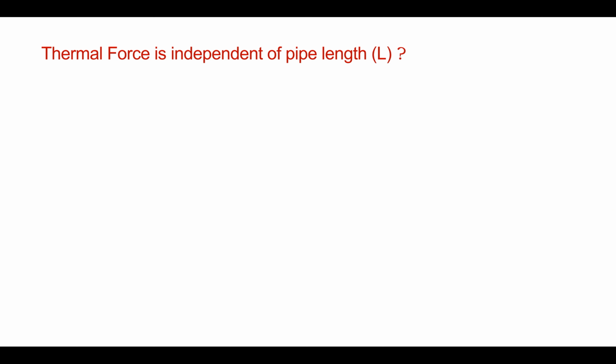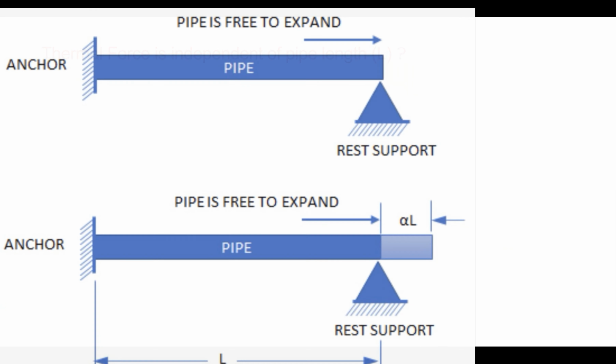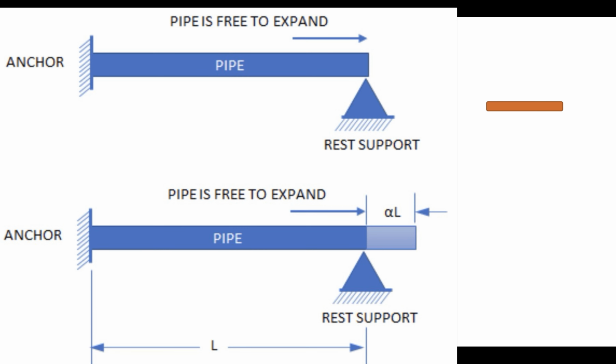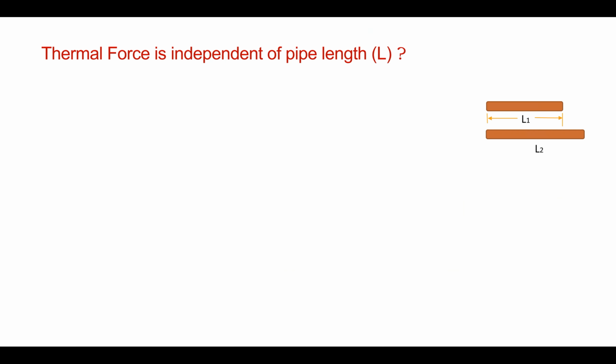Now the question is whether the thermal force is independent of pipe length or not. To prove that the thermal force is independent of pipe length, let's take a pipe piece of length L1. When the thermal force is applied due to change in temperature, the length of the pipe will change from L1 to L2. So the change in length shall be delta L.